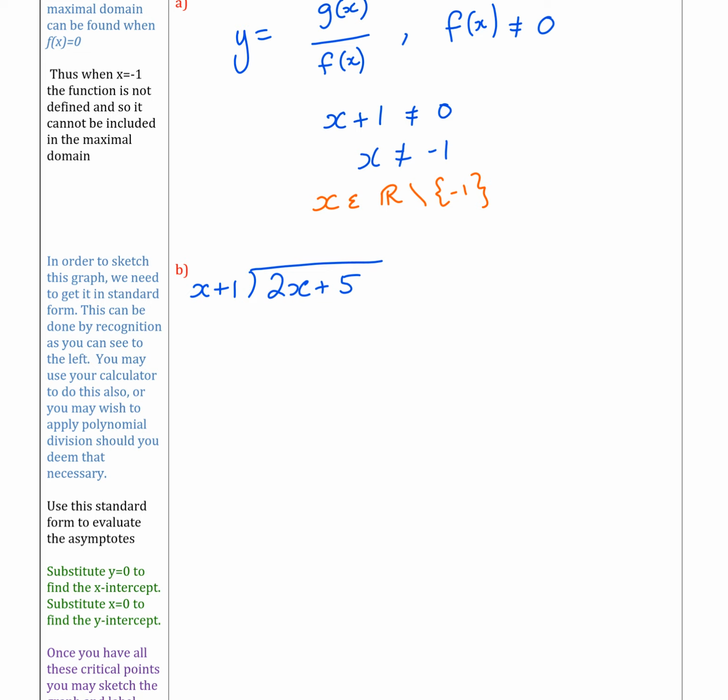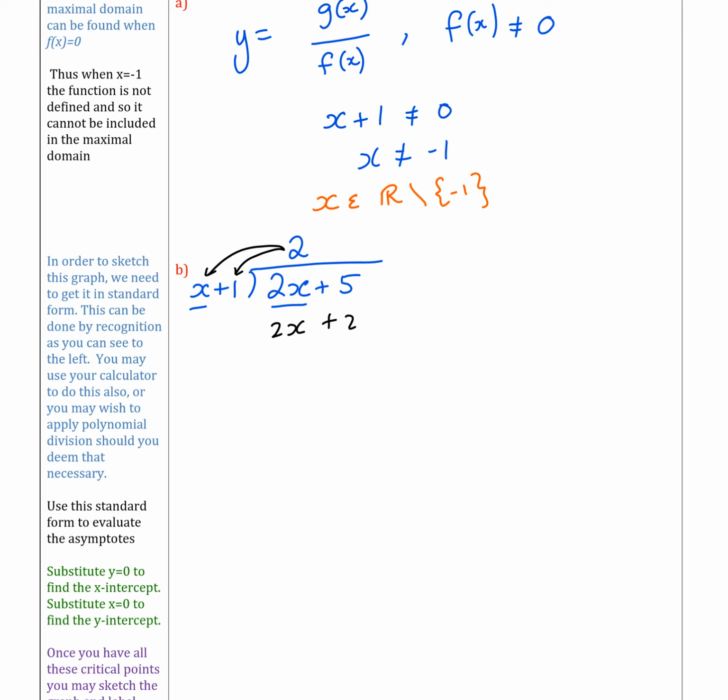If I start off with my first term, 2x divided by x is going to be 2. So I'm simply just dividing the first thing. Then we'll multiply. So let's multiply 2 by that divisor.